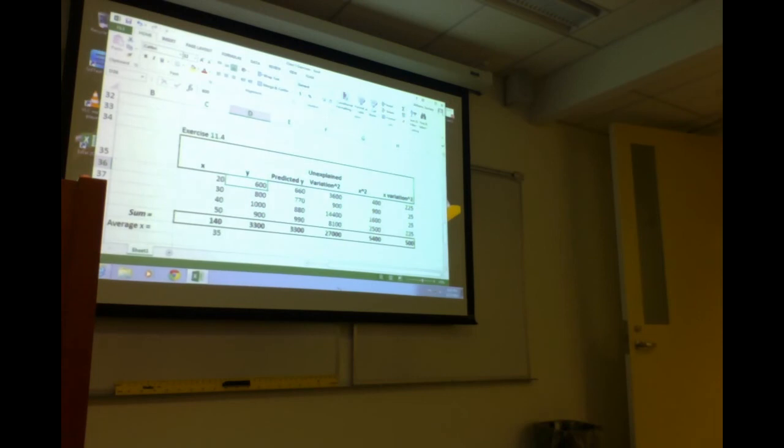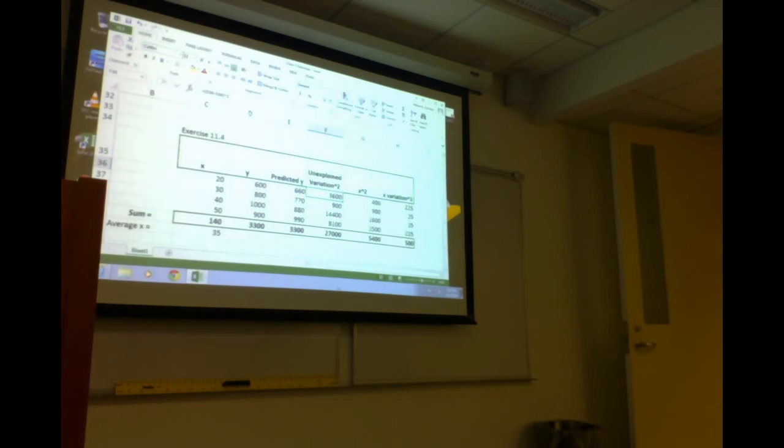All right. We predicted value. Now this exercise we're actually given a predicted value for y. And so we calculate all the predicted values. It's 400 plus 11x is going to give us our predicted value for y. And unexplained variation, we calculate the same way we did in the previous example. And we square it.